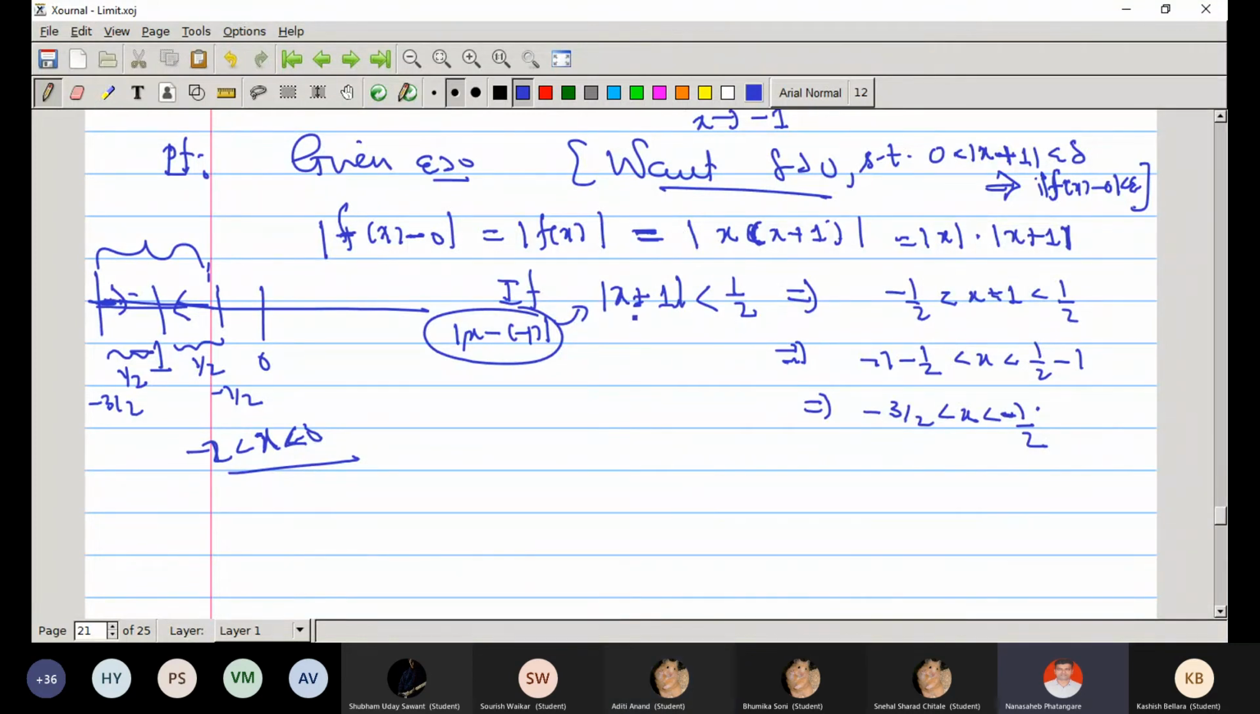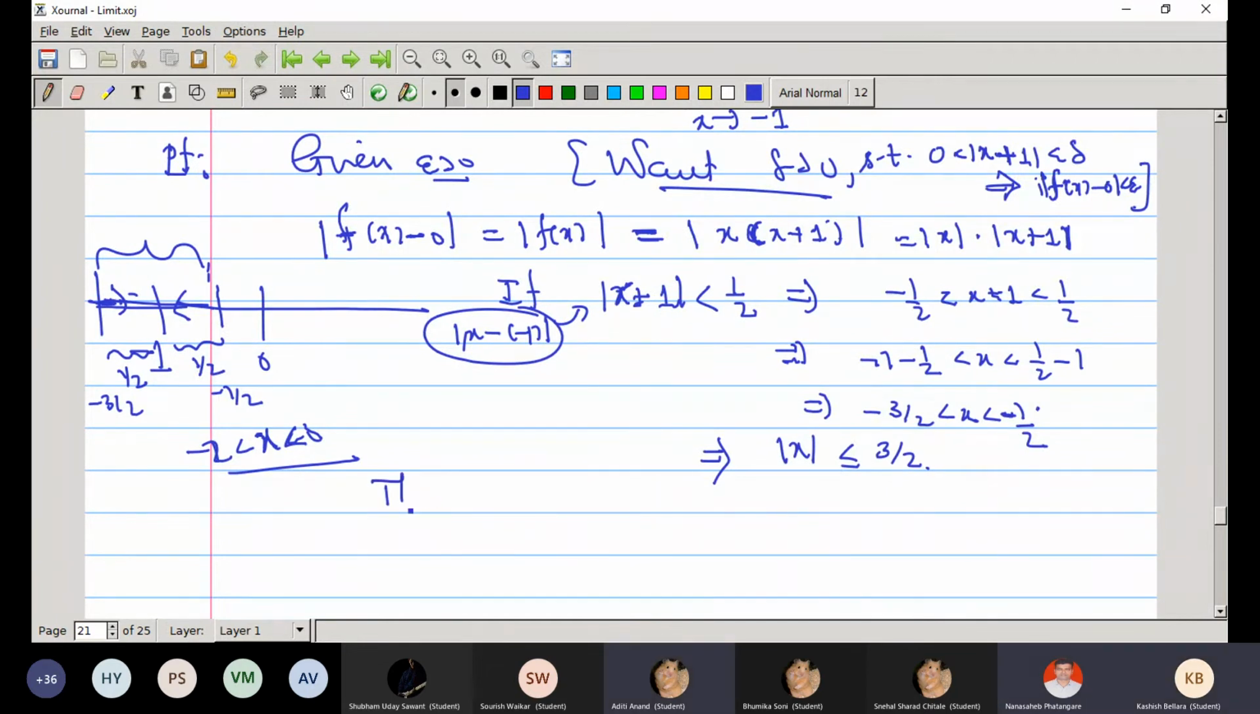On top of that, we are controlling x so that we get control on this expression. What is the control on the absolute value of x? Mod of x is less than 3 by 2. Right. So if my x is here, then the absolute value of x is less than or equal to 3 by 2. Is it correct?